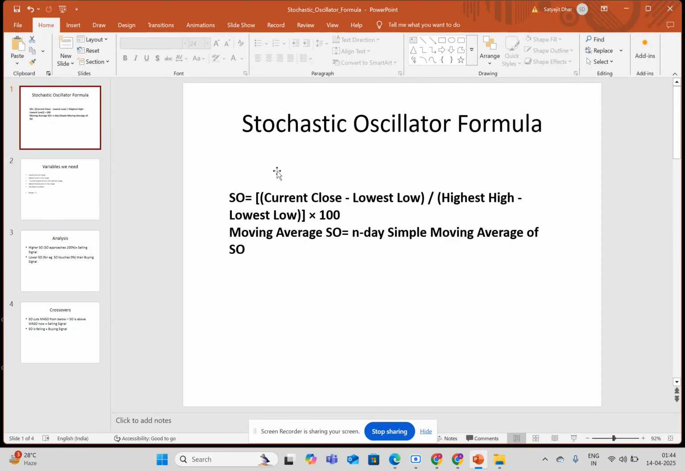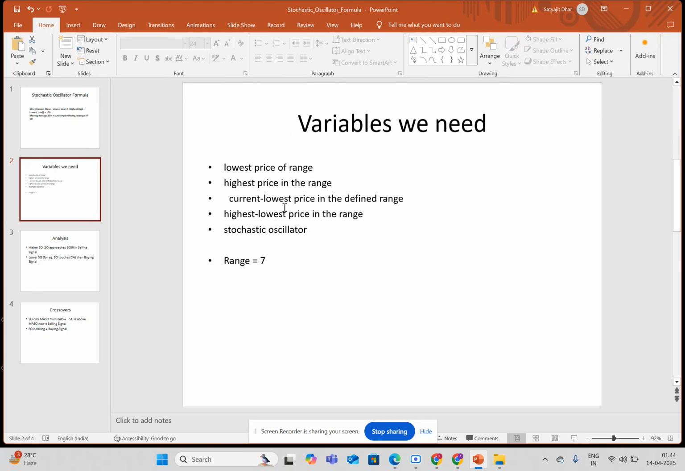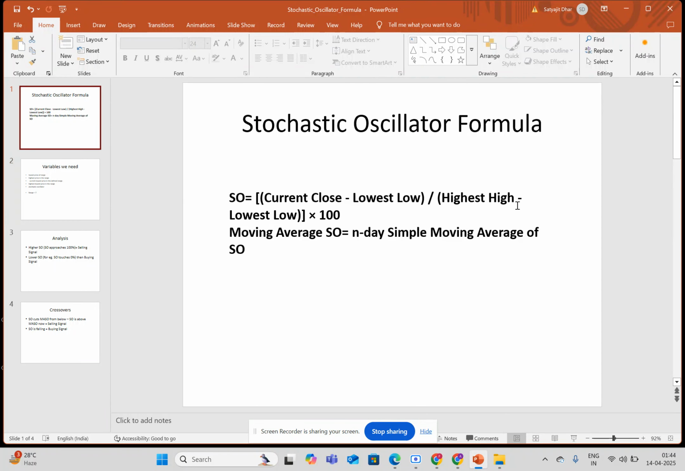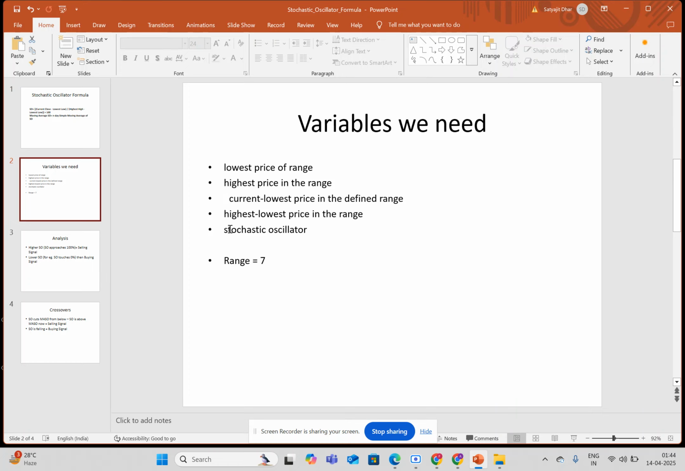After that there will be a difference between the two, that is, we need the current minus the lowest price in the defined range, and then we divide it by the difference between the highest and the lowest price in the defined range. So it is highest minus lowest price in the range, and that is how we can make the stochastic oscillator. You can choose any range as per your research motive. However, here we will proceed with a defined range of 7 periods.